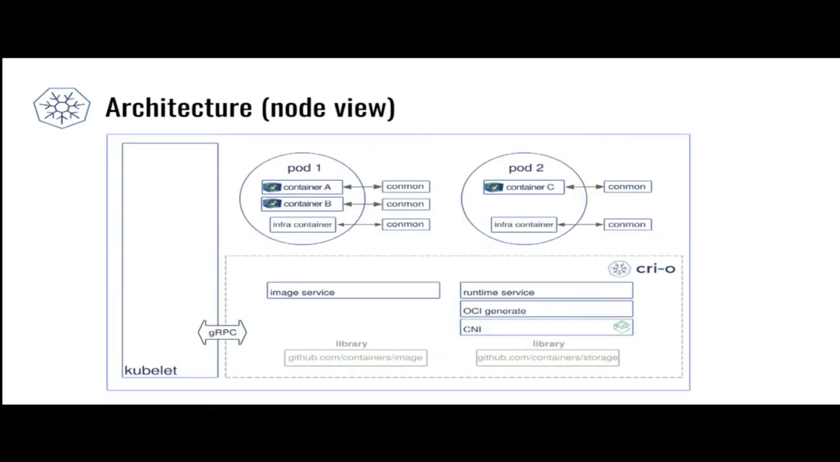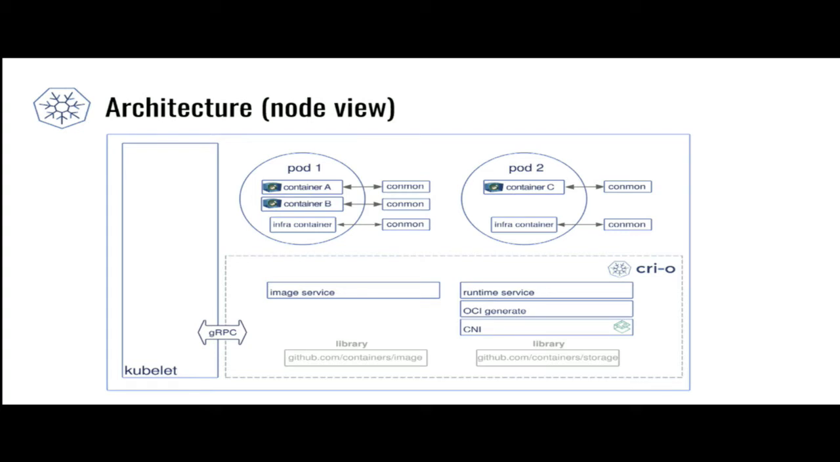So this is what the node looks like with CRI-O in the picture. So on the left, you have your kubelet talking gRPC to CRI-O. CRI-O implements the image service and the runtime service. The image service is responsible for making sure that the image that is requested in a pod is available on the node. So kubelet basically queries CRI-O, uses the image service to see if an image is present. If it is not present, it issues a pull on the image, and ultimately it ends up calling into the containers/image library.